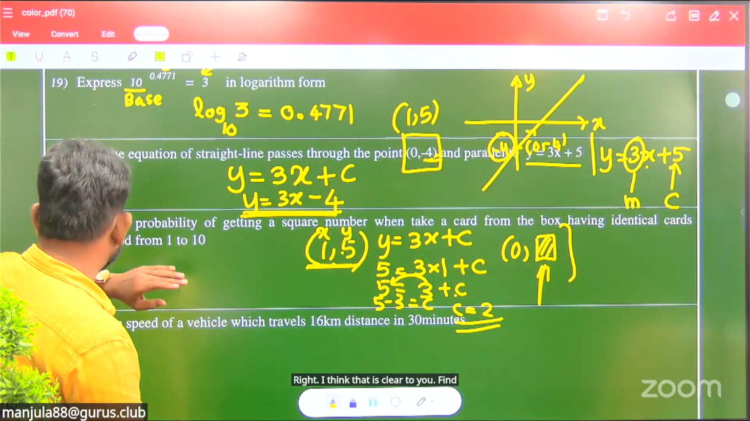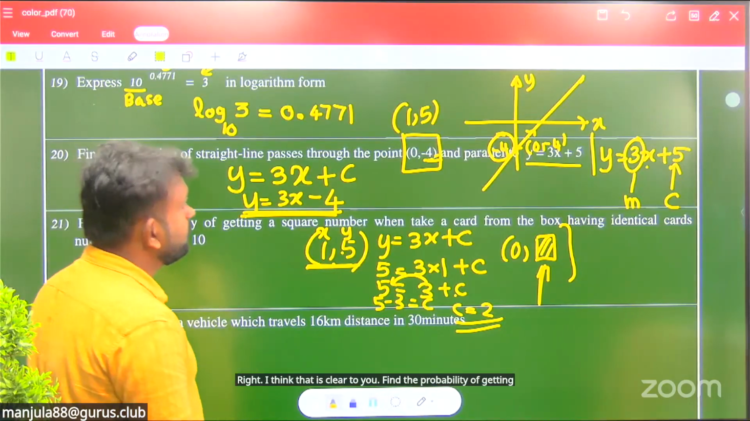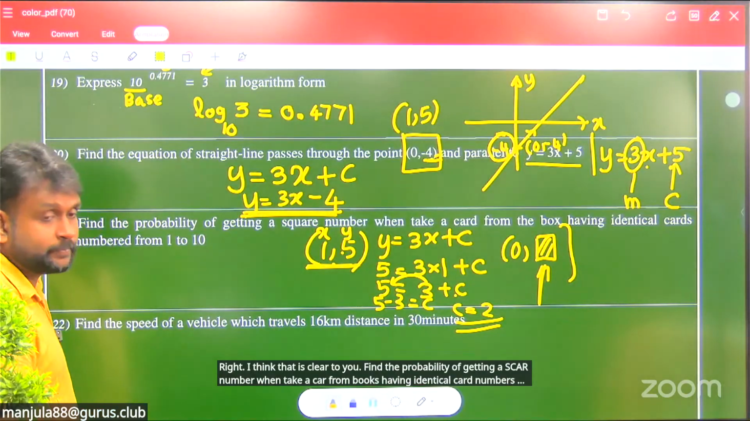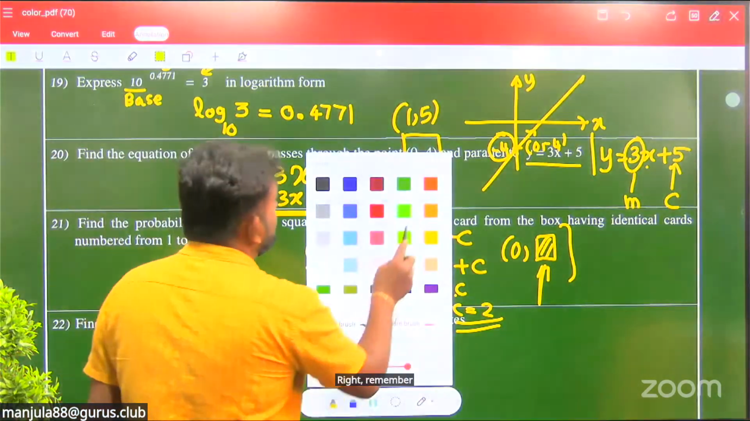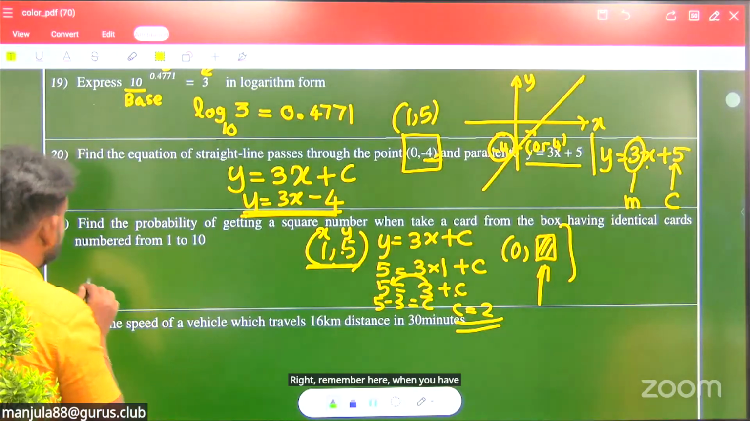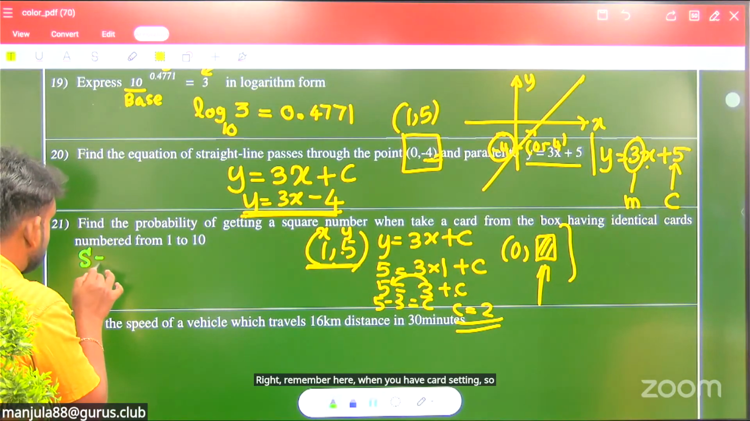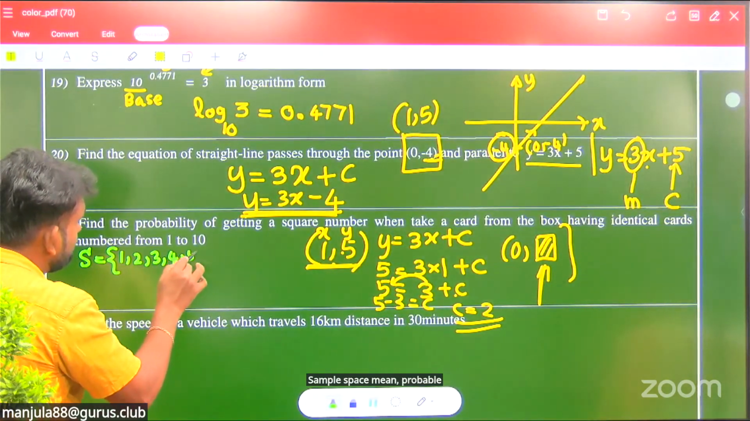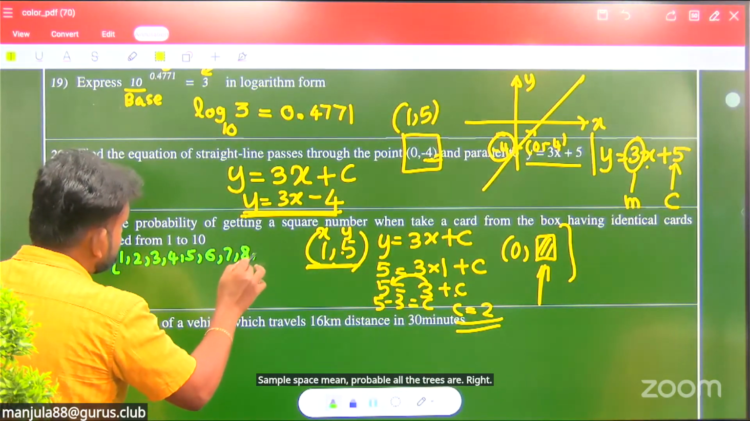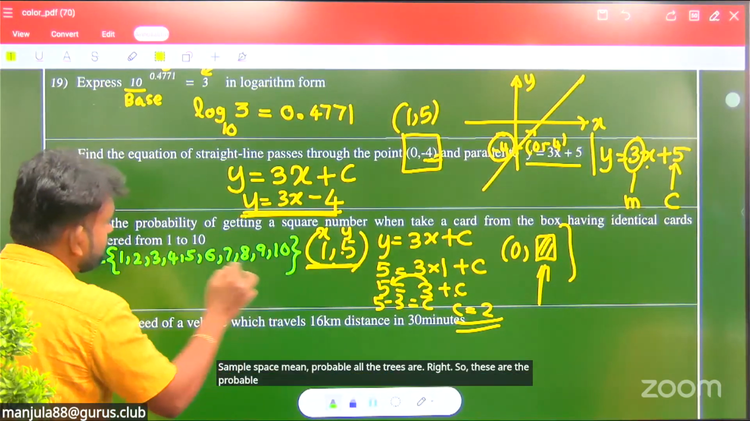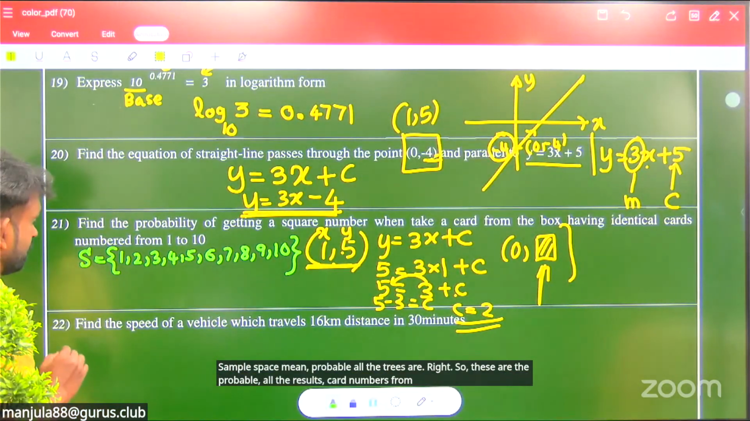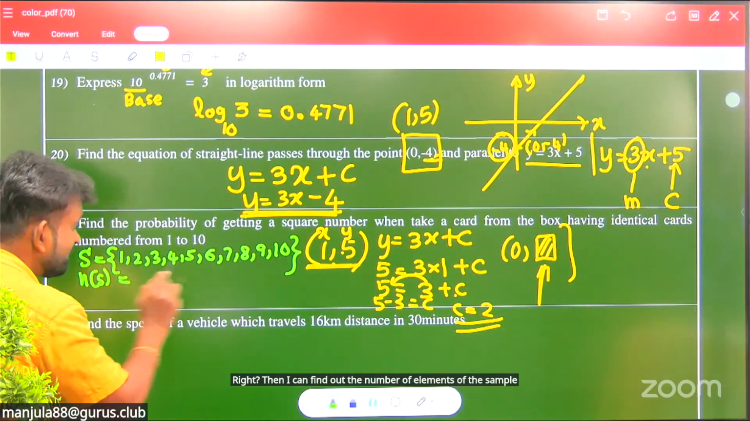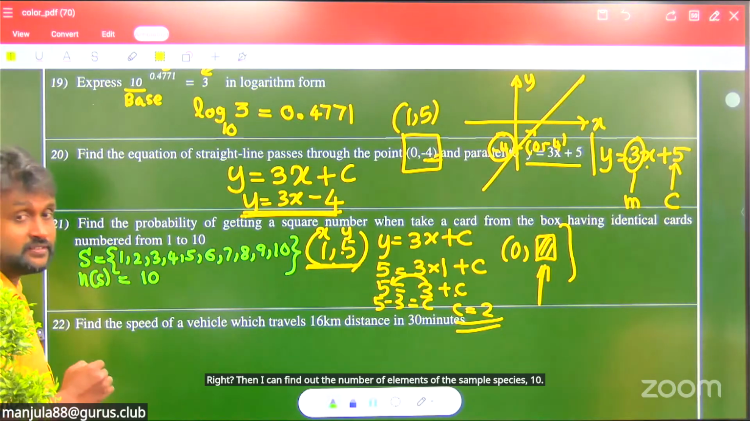Find the probability of getting a square number when taking a card from a box having identical cards numbered from 1 to 10. Remember, when you have a card set, I can write the sample space. Sample space means all the probable results, the card numbers from 1 to 10. Then I can find the number of elements of the sample space is 10, because 10 cards are there, n(S) = 10.